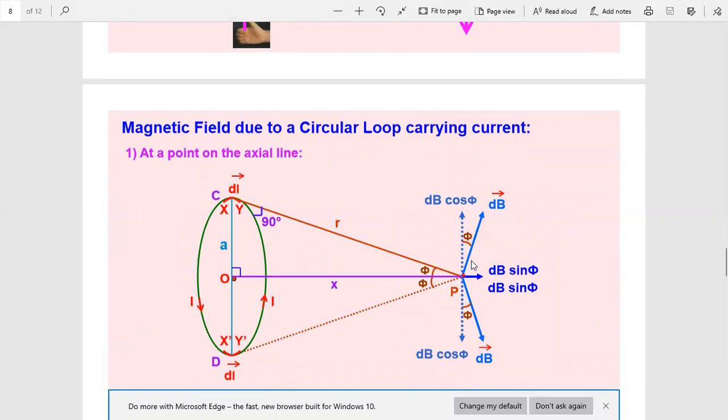Next application is magnetic field due to a circular loop carrying current.